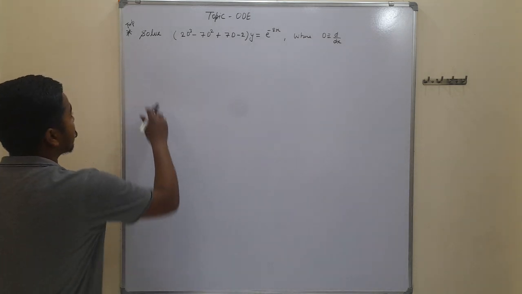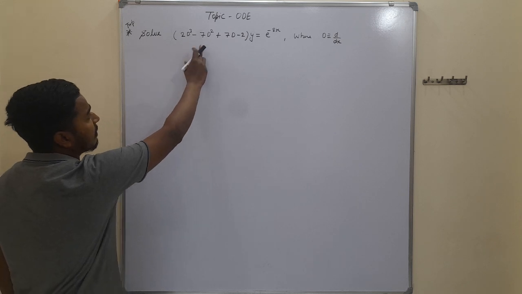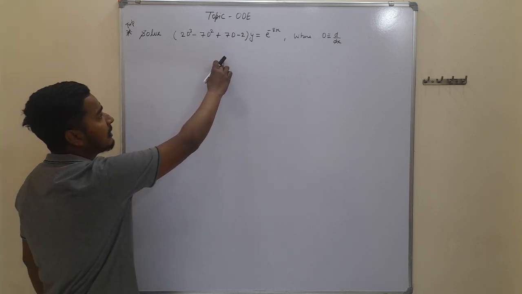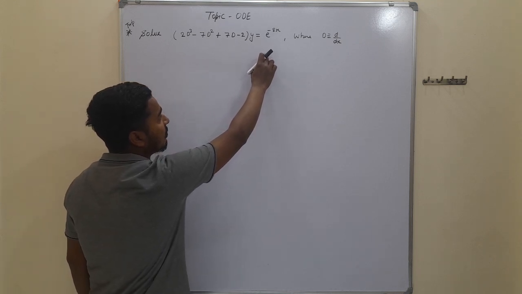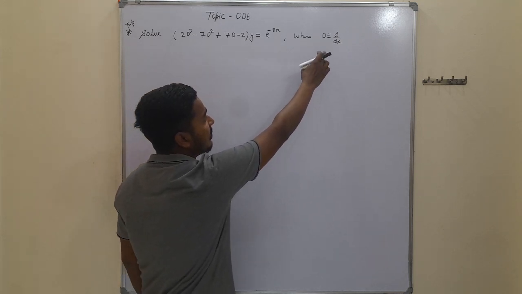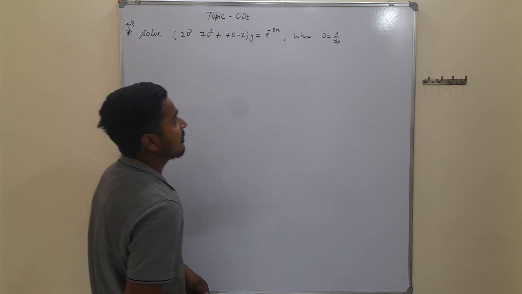The question is: solve (2D³ − 7D² + 7D − 2)y = e^(−8x), where D represents d/dx. Let's solve the problem.